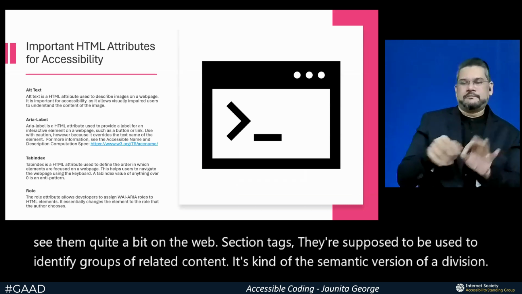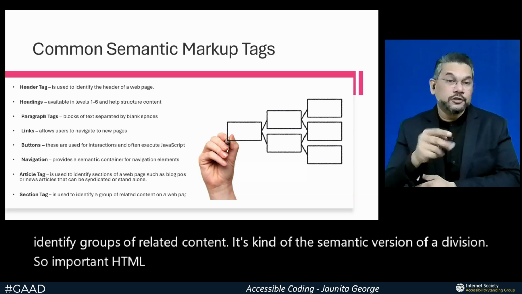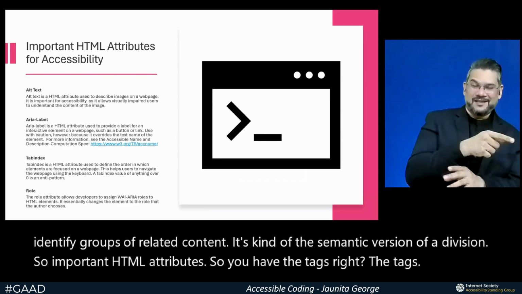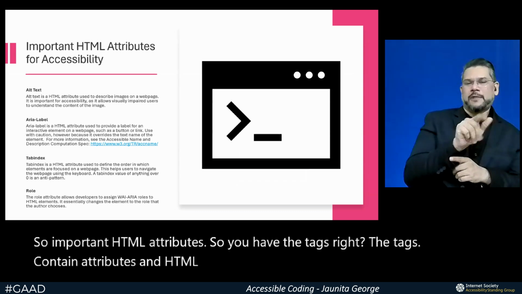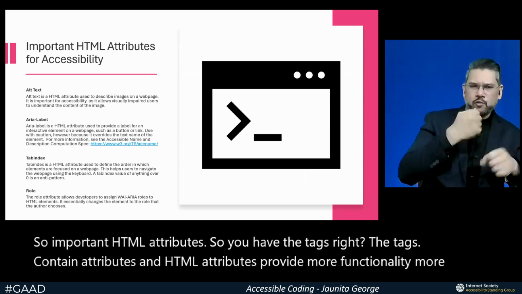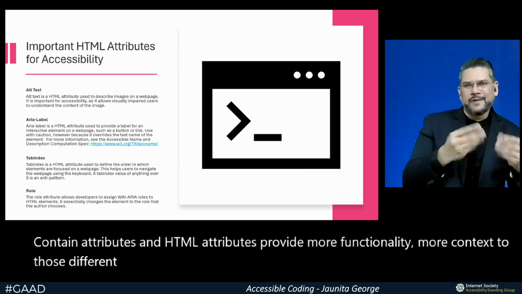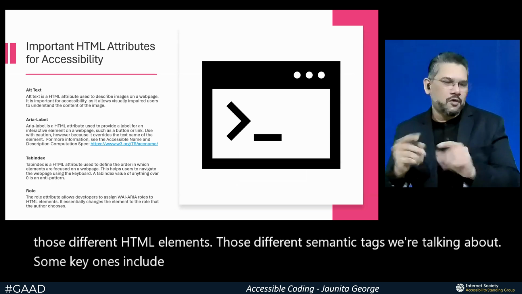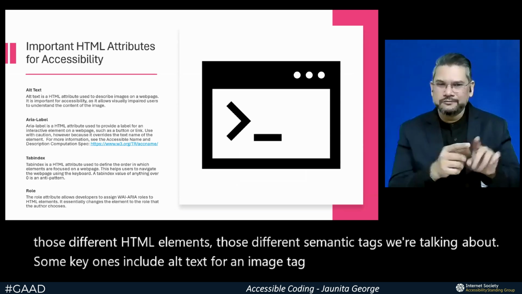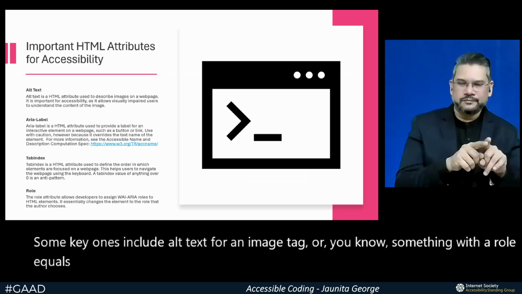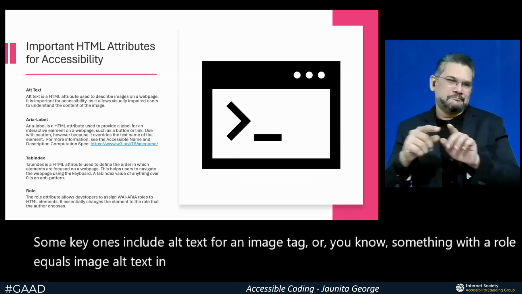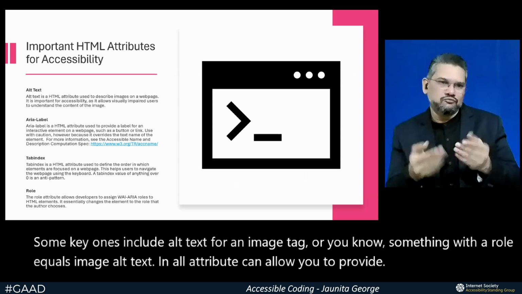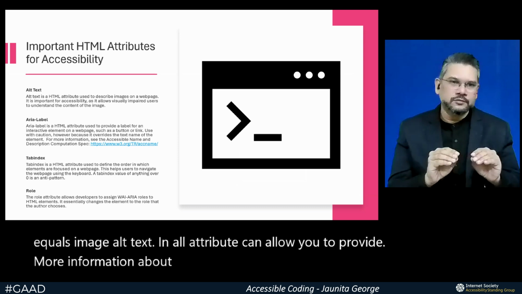So, important HTML attributes. You have the tags, right? The tags contain attributes, and HTML attributes provide more functionality, more context to those different HTML elements, those different semantic tags we're talking about. Some key ones include alt text, or something with a role equals image. An alt attribute can allow you to provide more information about that for folks using an audio interface.